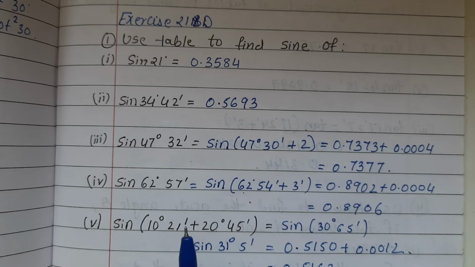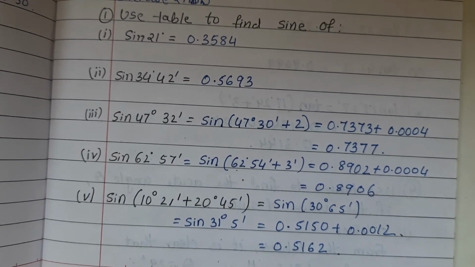Fifth part, sine of 10 degree 21 minutes plus 20 degree 45 minutes. Degrees you can add, minutes you can add. It is 30 degree 65 minutes. 1 degree is 60 minutes, so you minus 60 here and add 1 here. We get 31 degree 5 minutes. 31 degree is 0.5150. 5 minutes is 0.0012. Answer is 0.5162.